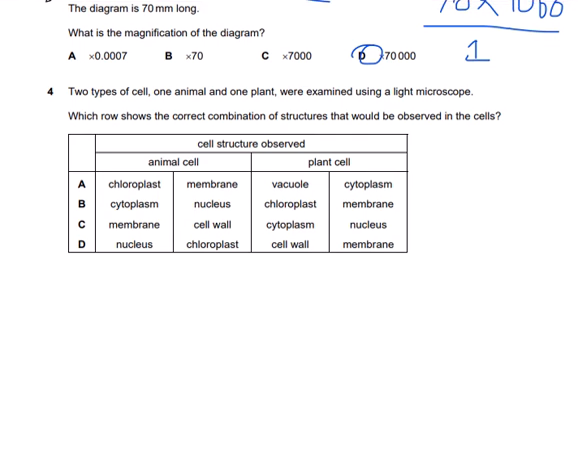Two types of cells, one animal, one plant, were examined under a light microscope. Which row shows the correct combination of structures that would be observed in the cell? Animal cell does not have a chloroplast nor a cell wall.